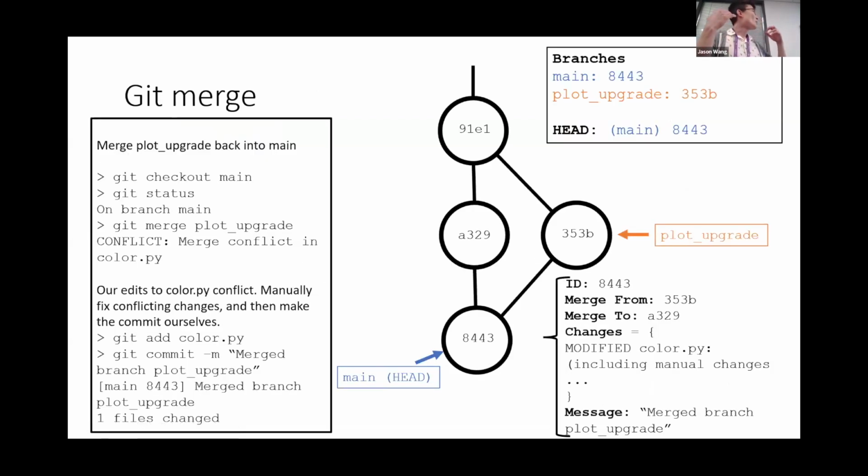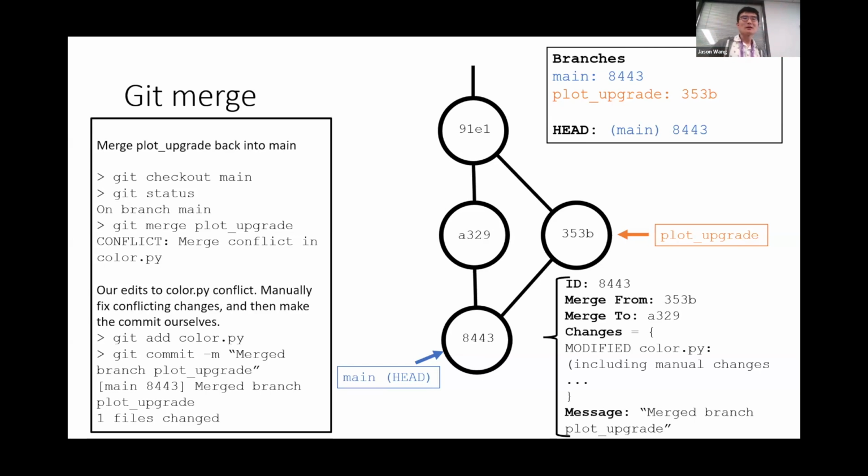So if we fix those conflicts manually ourselves, then we do a git add color.py to add those conflicts that we manually fix. We add because we did additional new changes. So we're still in that same merge commit. We haven't made that merge commit yet. We're just adding additional changes to that merge commit to fix all conflicts within the commit. So we're adding our additional changes in color.py, and then we do a git commit -m and merge branch plot upgrade. So now we'll create finally our commit 8443 merge plot upgrade.